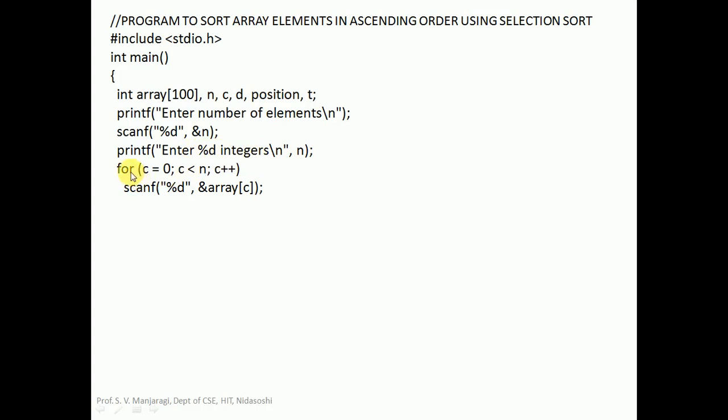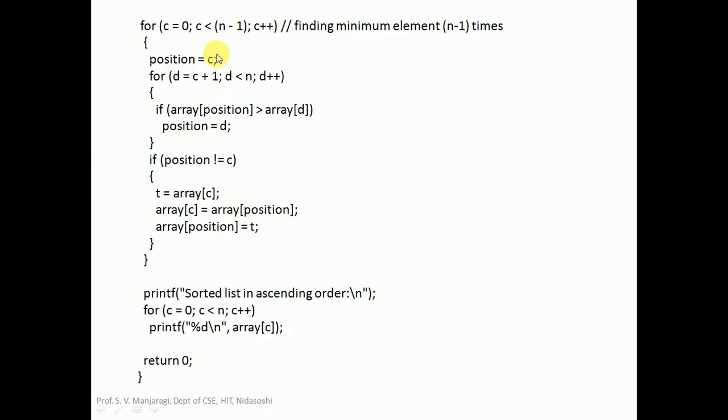To read the array elements, we take a for loop. Array index will start from 0. C is equal to 0, C less than n, C++, execute scanf and read the array elements, that is array of C. Next, let us see the selection sort technique here. In each iteration, we find the smallest element and we swap that with the first element, and we repeat this until all the elements are sorted in ascending order.